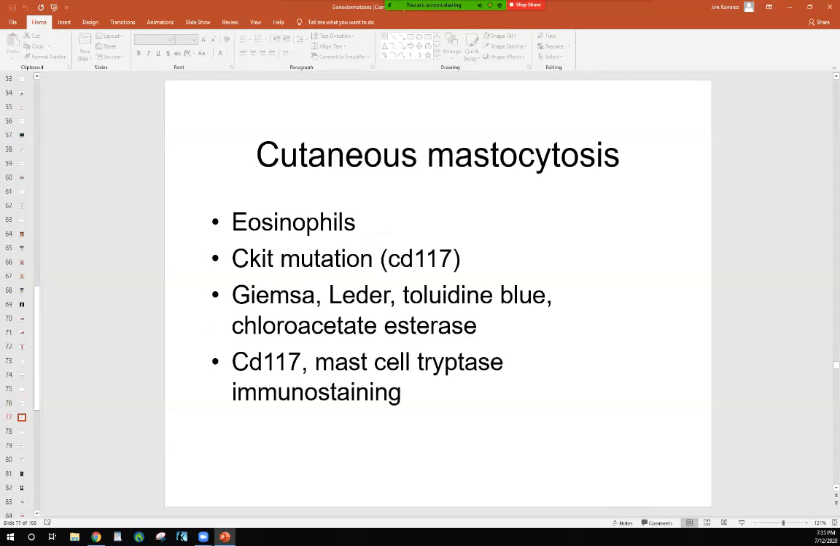Now, of course, your c-KIT mutation, which corresponds to CD117 stain, which is a stain that we do immunohistochemically to identify these as mast cells. Some of the older stains have kind of fallen out of favor. They're not used as much. The Giemsa, the Leder, the toluidine blue, chloroacetate esterase. Again, they've been more replaced by these more modern immunohistochemical stains, CD117 and mast cell tryptase, which is also a very good one.